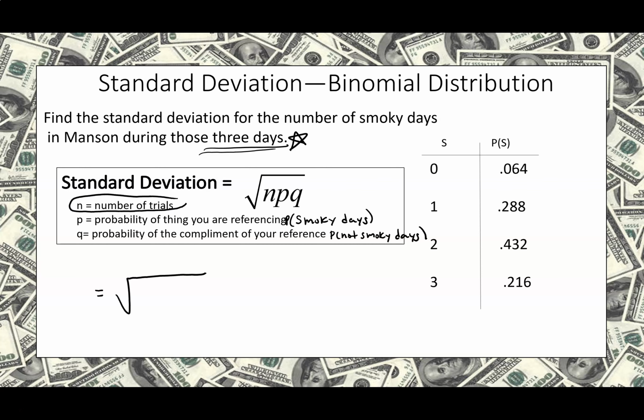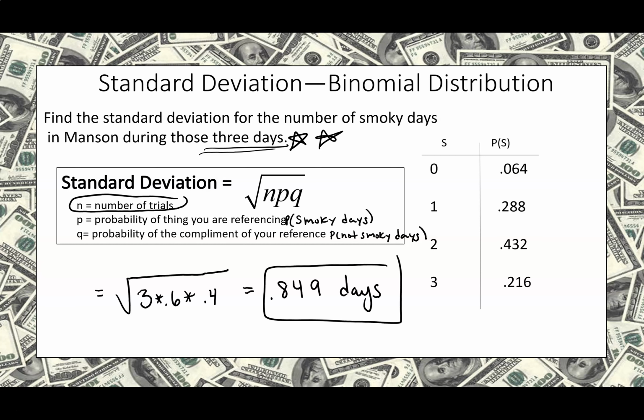What's our number of trials? In this case, it's 3 days. Times the thing that we're referencing, which is going to be Smoky days, which was 0.6. Do you remember that? Times the complement of the thing we're referencing, which was not Smoky days, which was 0.4. And these two things should add up to 1. All right, and I'm going to do that math in my calculator, and I get 0.849. That's good news, right? Isn't that what we got before? And you're welcome to check that to verify that's what you get, but I promise you that it is.